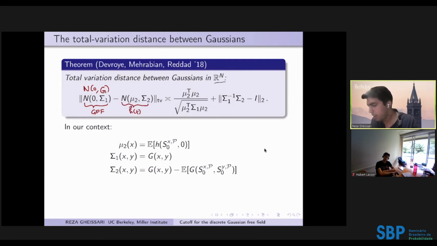Their difference is given to you by two terms. One is roughly a mean quantity, so it's discerning the contribution from the difference in the means. And one has no mean term and is only discerning the contribution coming from the covariances to the total variation distance.